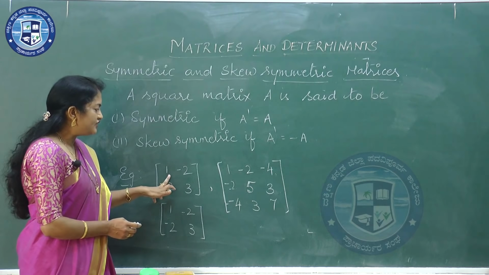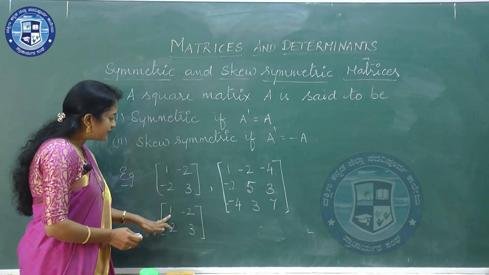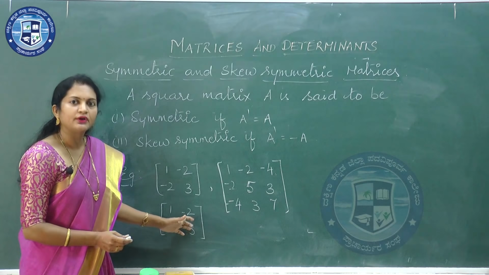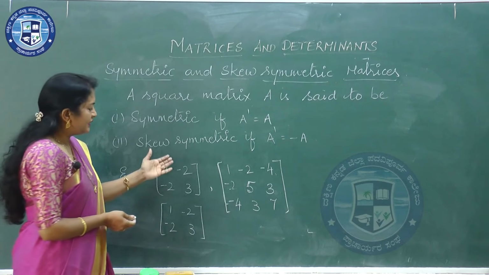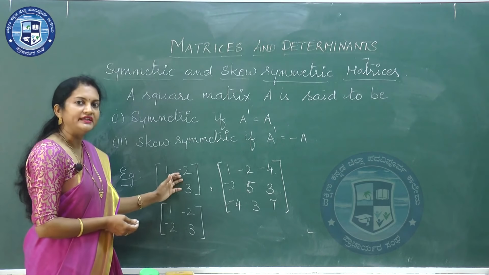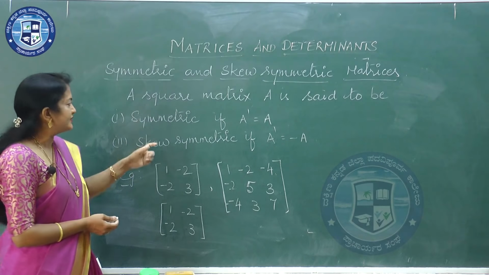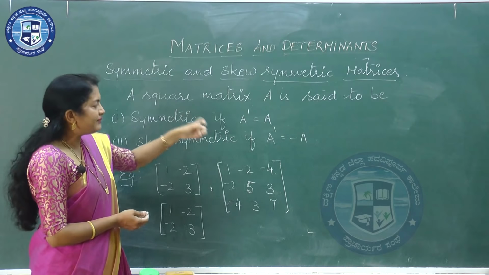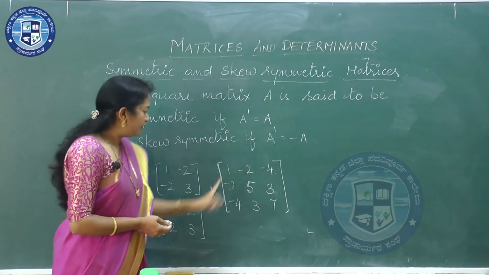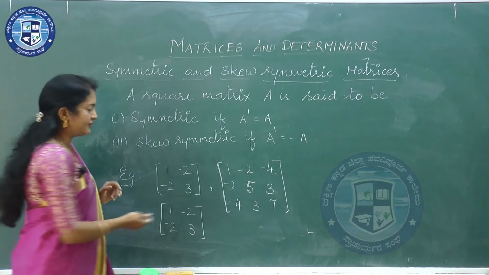Now original matrix is 1, -2, -2, 3. Its transpose is also 1, -2, -2, 3. Is there any difference? No, there is no difference. So after transposing also, the resulting matrix we are getting as same. That is only the definition of symmetric matrix. A symmetric matrix is a matrix in which A transpose is equal to A. We have got the same. So we can say that this is a symmetric matrix.